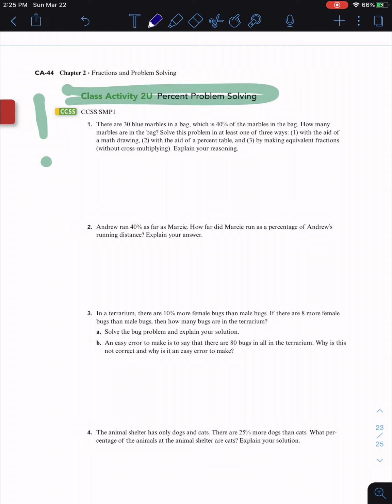So you can go ahead and solve the problem using the other 2 ways, but I'd like to continue focusing on the percent thermometer. Let me just erase these. So percent and number of marbles. So there are 30 blue marbles in a bag, which is 40% of the bag. So 40% of the bag are my 30 blue marbles. How many marbles are in the bag? So we want to know of what? How many marbles are in the bag?